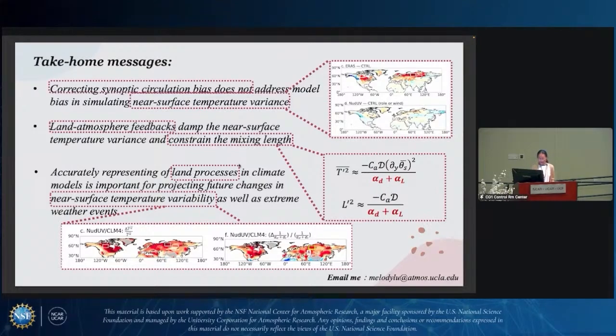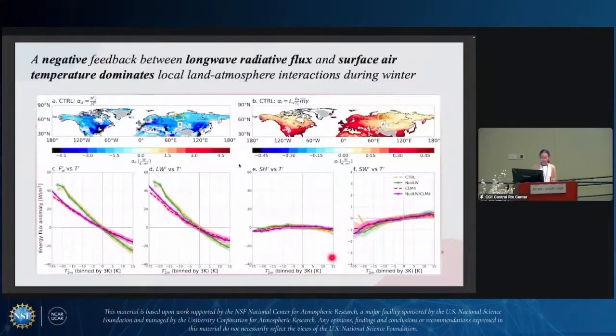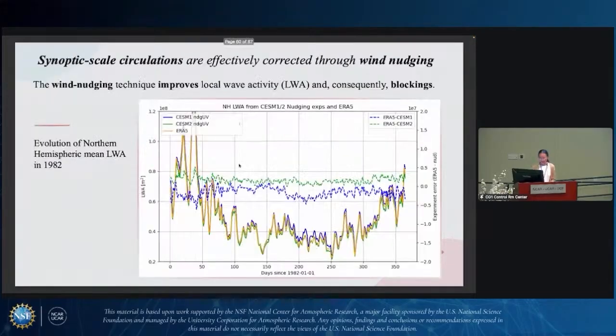And here I have a plot of the spatial map of these two parameters. Here, alpha L is much smaller than alpha D, so basically the dry damping plays a dominant role here. And that's also kind of consistent with your paper, where the snow conductivity matters for the damping.